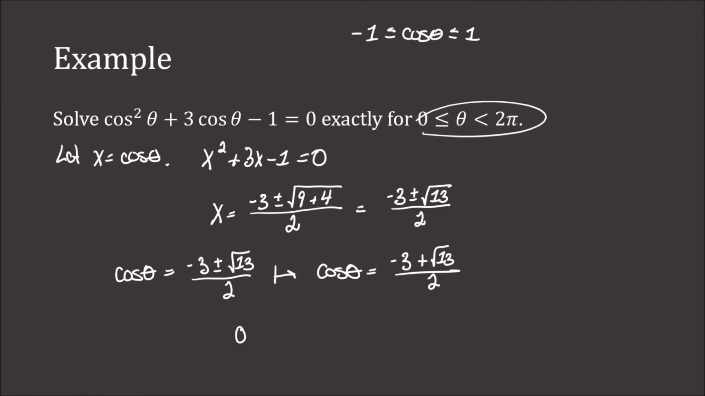So theta here would be the inverse cosine of negative 3 plus root 13 all over 2. Now this represents a quadrant 1 angle. We want a quadrant 4 angle. So this is theta 1. Theta 2 would then be 2 pi minus theta 1.